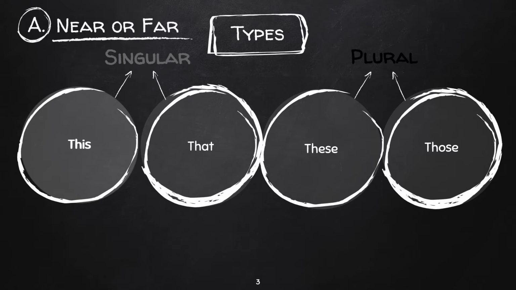Another way to distinguish between these four is by the distance between the speaker and the object, near or far. If the object is near, we use this and these to refer to it. If the object is far, we use that and those.